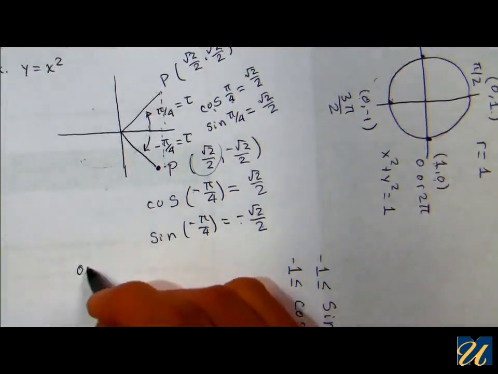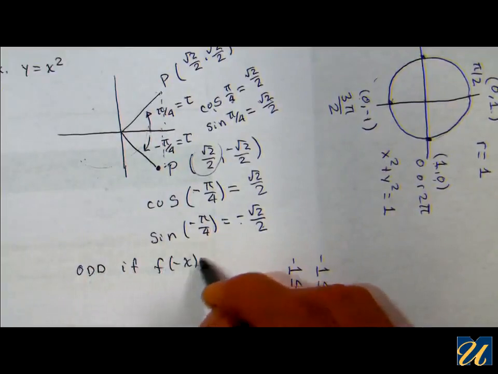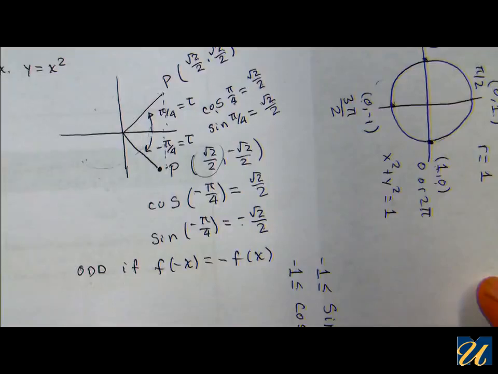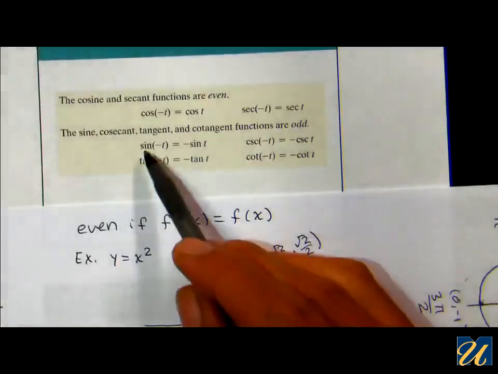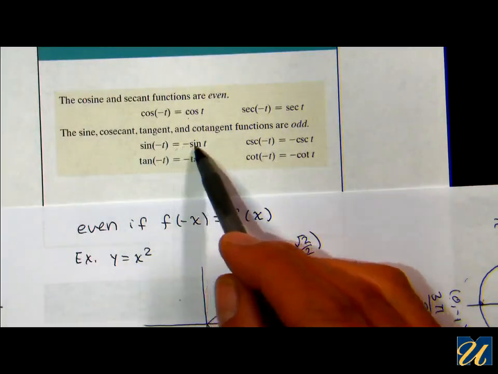And that means odd function, right? Because a function is odd if f of negative x is the opposite of f of x. And that's what it's saying here. F of negative t is equal to negative f of t.